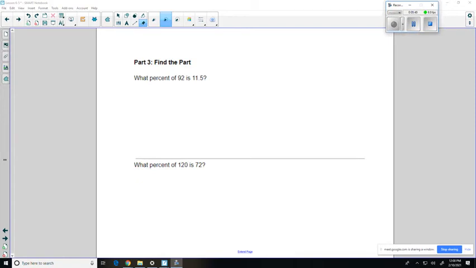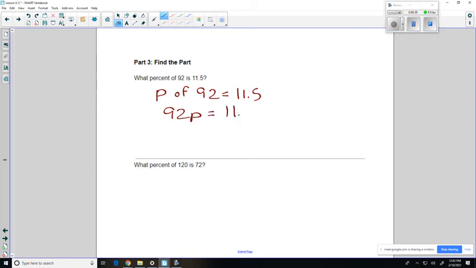Okay, for this next part, instead of finding the percent of something, we're going to be finding the actual percent. So what percent of 92 is 11 and 5/10? Let's break that down. Here's sort of a pseudo writing math way. P would be the percent. So what percent of 92 is, that's an equal sign, 11 and 5/10? So I have 92 times P. 92P is 11 and 5/10.